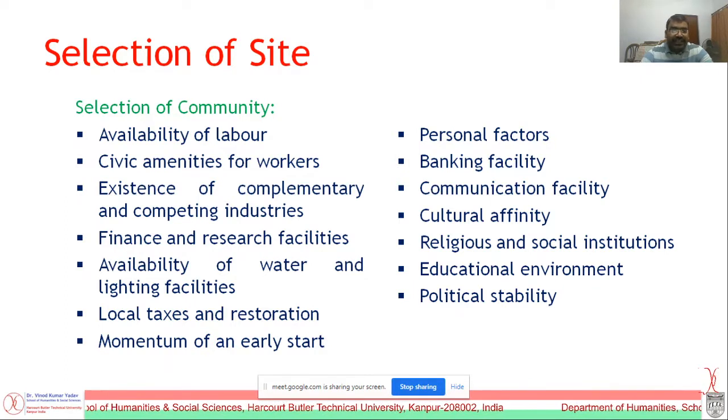The banking facilities, the communication facilities, the cultural affinities, cultural, religious, social institutions. These are very important for a community to live, because people cannot live in isolation. Educational environment, and lastly, political stability is very important. If after 1 year or 2 years the government is changing, government policy is changing, the leader is changing, it will be very difficult to sustain in the market.